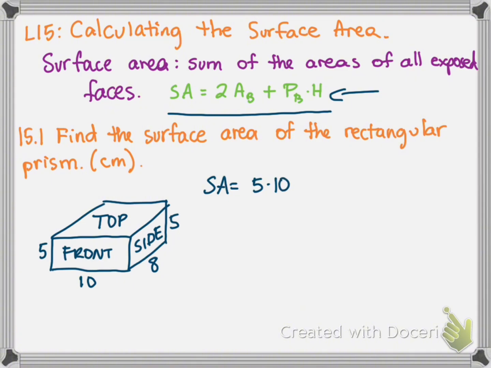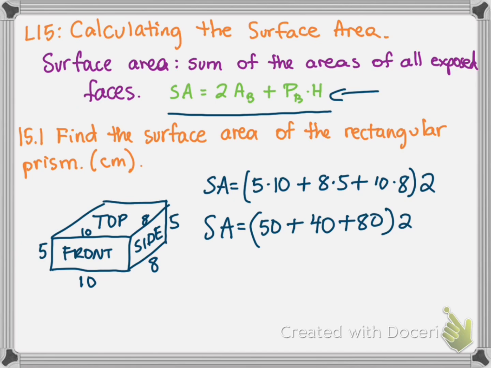So to find the surface area in this case, we're going to find the area of the first one, the front, which is 5 by 10. We're going to add the side, which is 8 by 5. And then we're going to add the top. Now, what are the dimensions of the top? Well, it's the 10 that is down here and the 8 that is here. So 10 by 8. And all of that, we're going to multiply times 2 because there are 2 of each one of those. And so in this case, we have 50 plus 40 plus 80 times 2. So we get, in the parentheses, 170 times 2, which is 340.